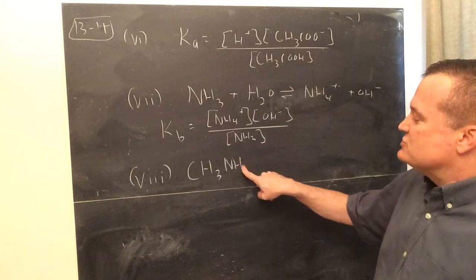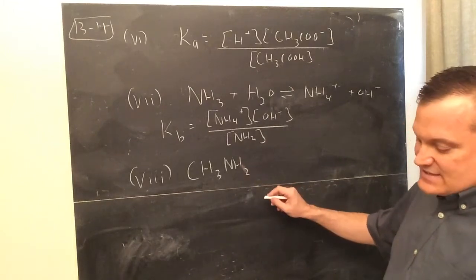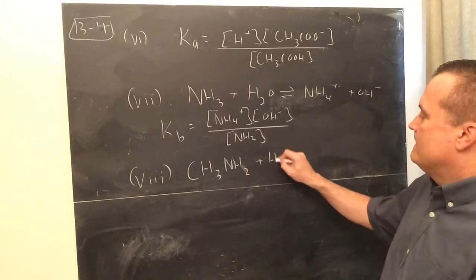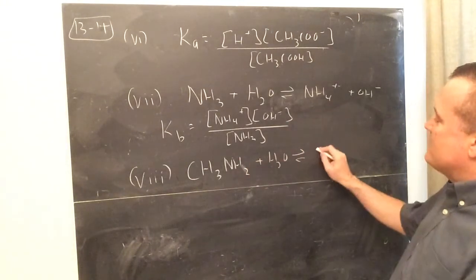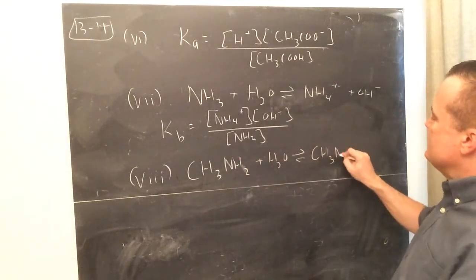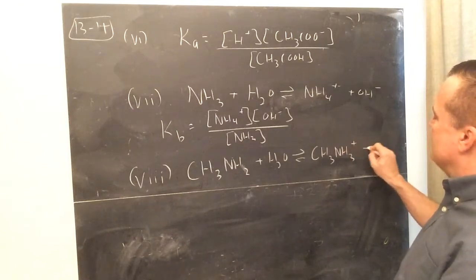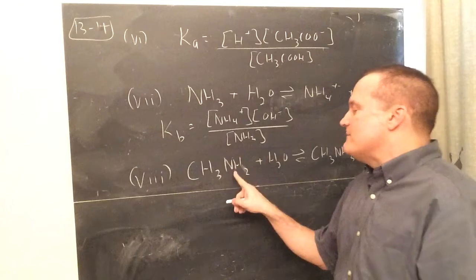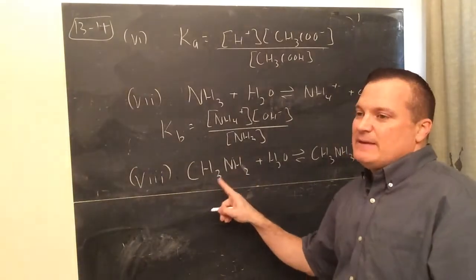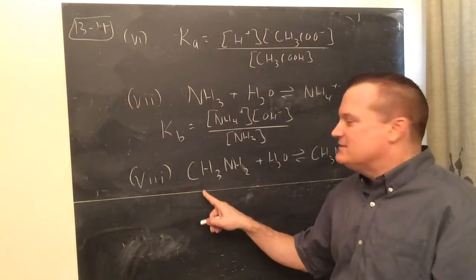Aminomethane has NH2. Well, it has the same reaction with water. It's just going to grab an H from it to give you CH3NH3 plus, and hydroxide. So, you know, you could do this. You could have aminomethane. It could be ethane, propane, butane, pentane, whatever.